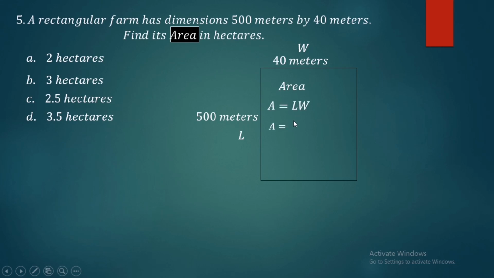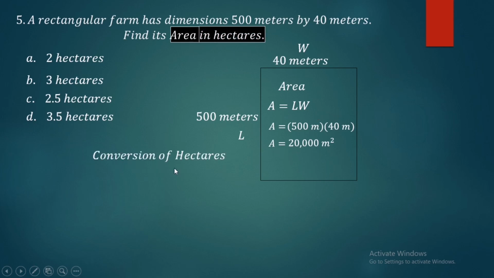So our length is given is 500 meters multiplied by the width is 40 meters, that is 20,000 meters squared. So we have this area of the rectangular farm, 20,000 meters squared, but we are interested for the area in hectares. So i-convert natin ito. We have the conversion of hectares. 1 hectare is equal to 10,000 meters squared.